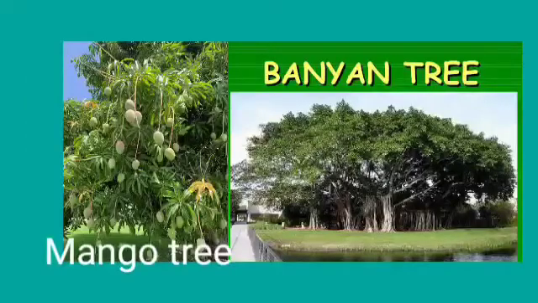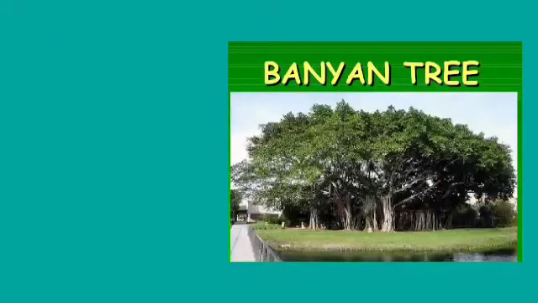In the plain regions, trees have lots of branches. These trees can bear the heat, the hot temperature, but they shed their leaves during the winter season. Examples of plain region trees are mango, shisham, peepal, banyan tree and sal. These are some trees which can grow in plain areas.